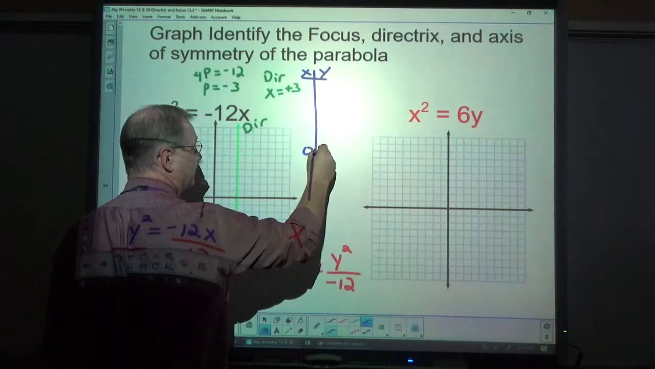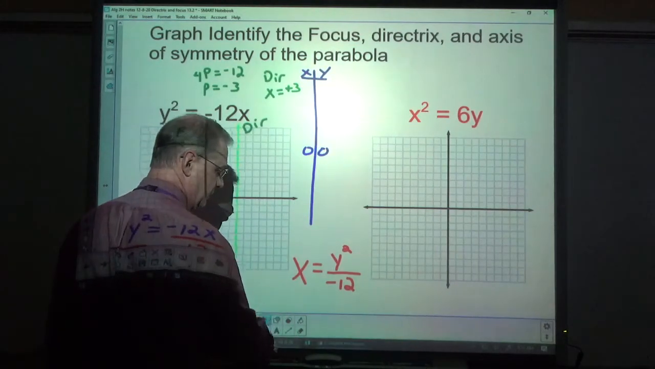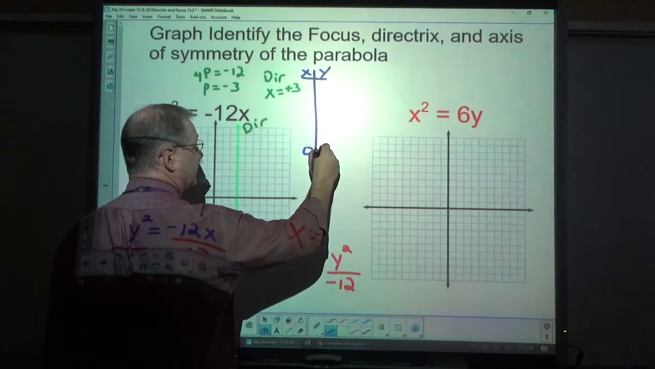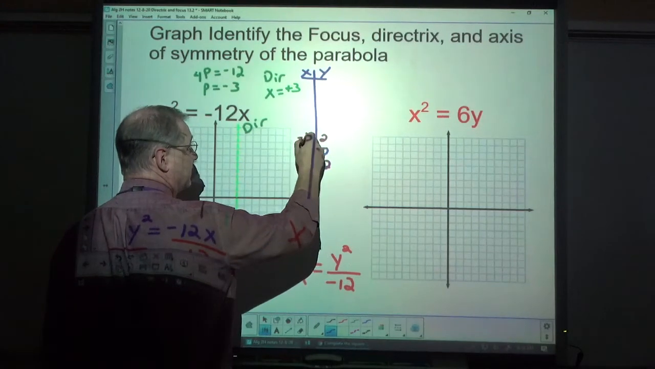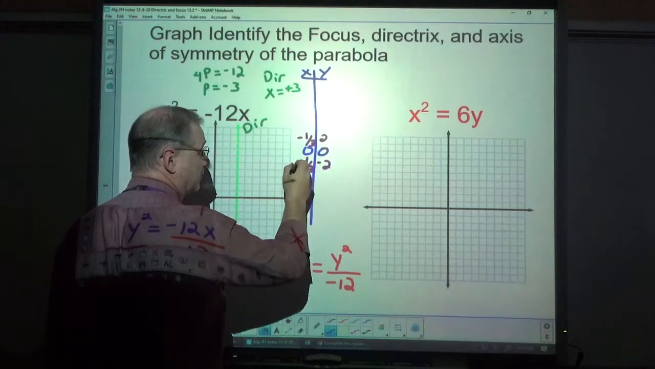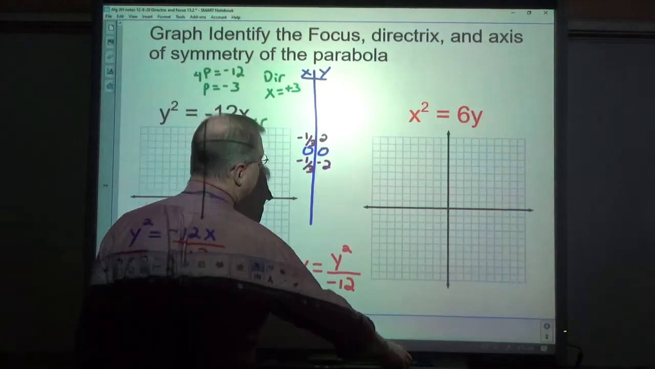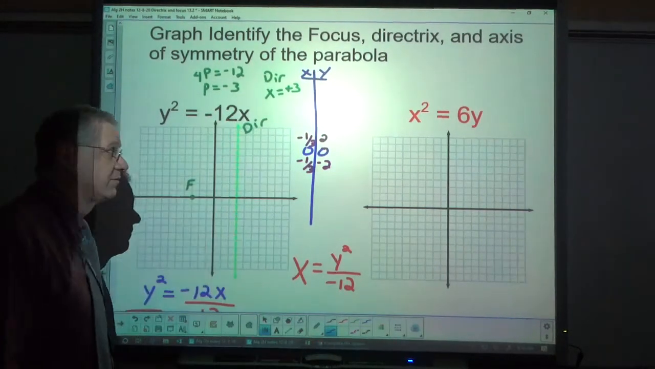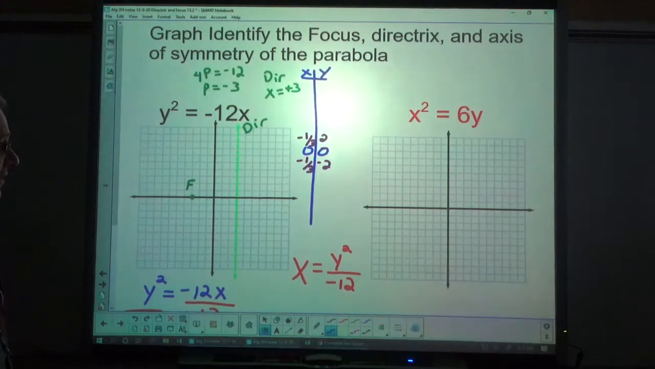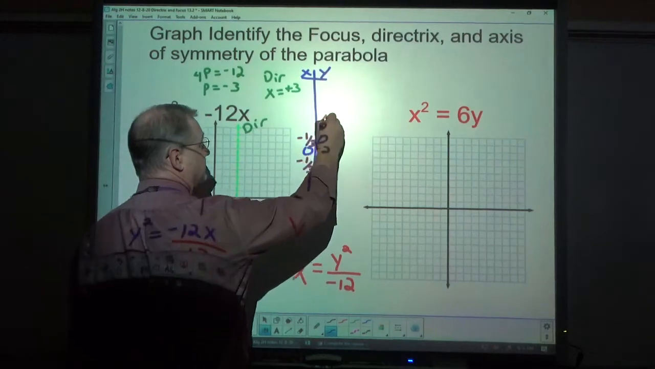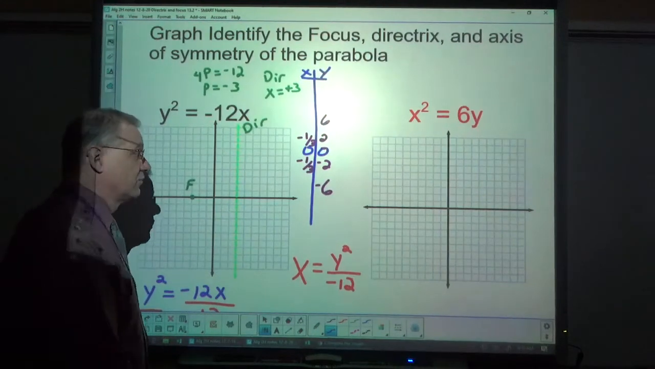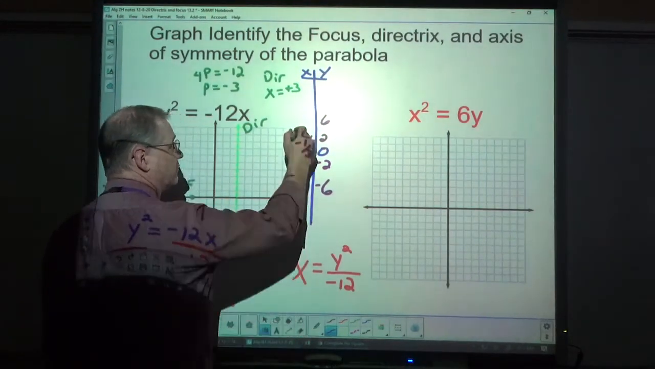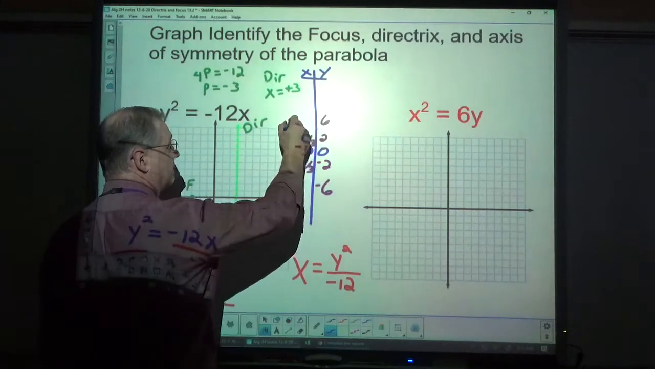0, 0. And remember, you're putting in for y. So 2 and negative 2 give me negative 1/3. So I'm going to have much larger numbers to work with than 2 so that I can get something that's going to be reasonable. So let's try 6 and negative 6. 6 squared is 36 divided by negative 12. 36 divided by negative 12 is negative 3.